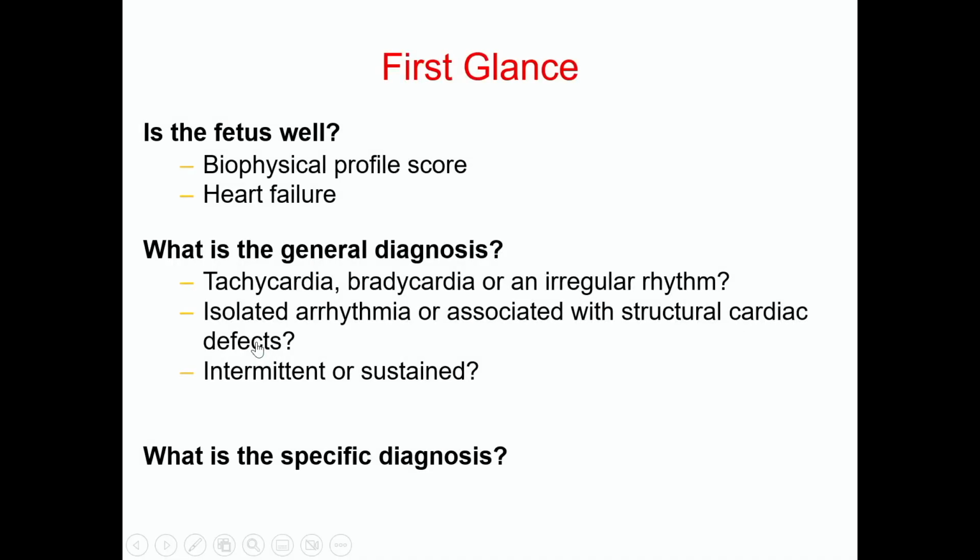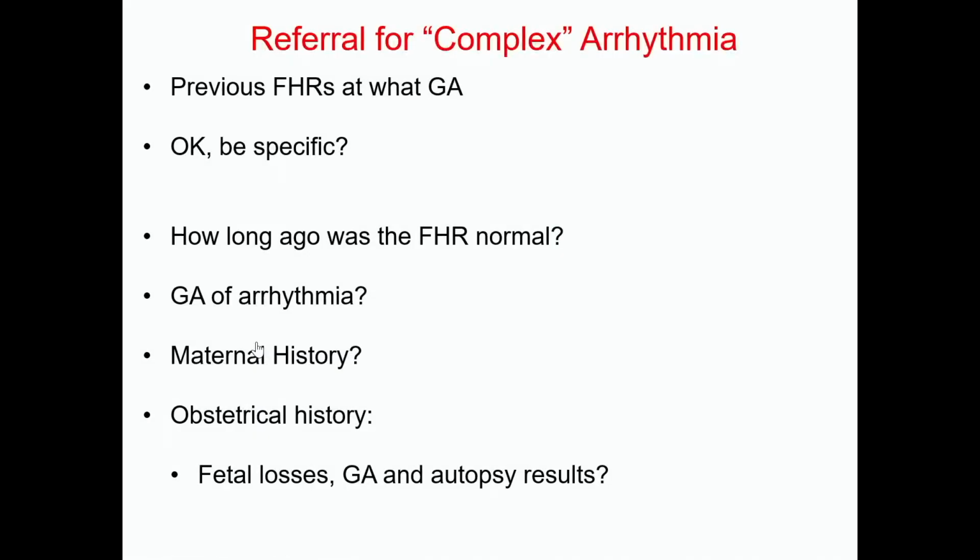Then what I like to do is what I call the first glance, and that is, is the fetus well? Is the fetus with this bradycardia a happy fetus or not? And we can rely on the biophysical profile score and the presence or absence of heart failure. And then what's the general diagnosis? Are we fast? Are we slow? Is there a structural defect too? Is the arrhythmia intermittent or sustained? And then what is the specific diagnosis?